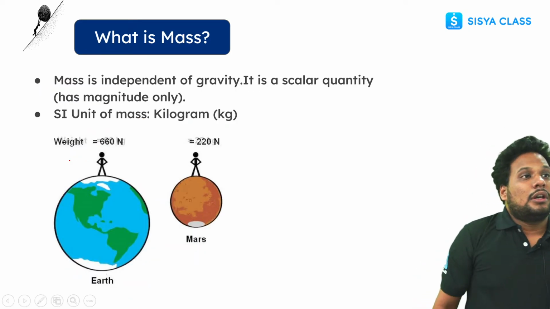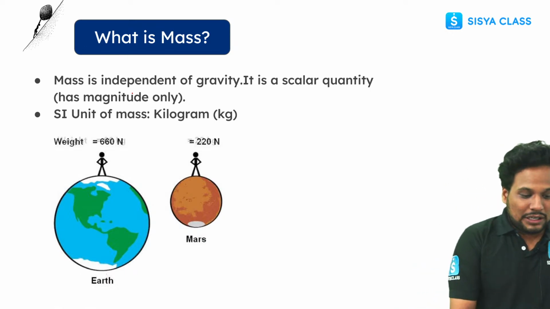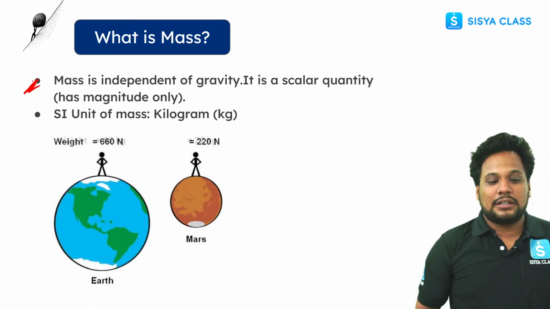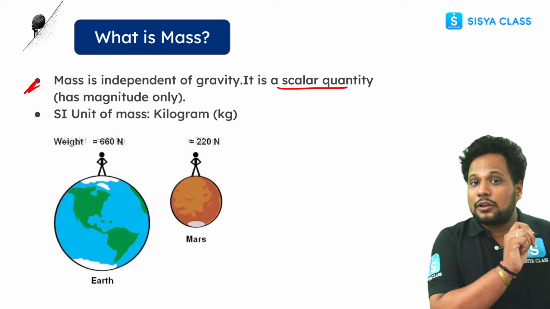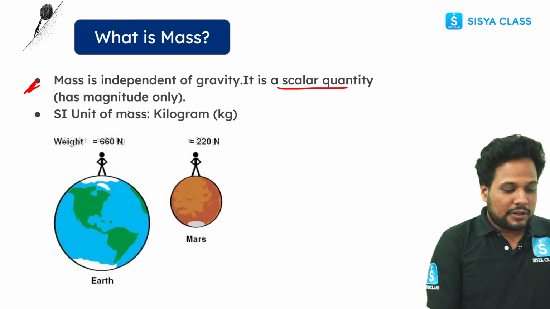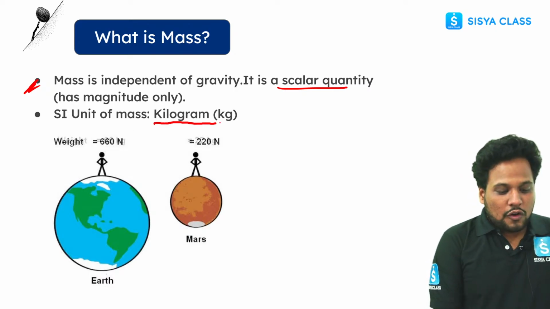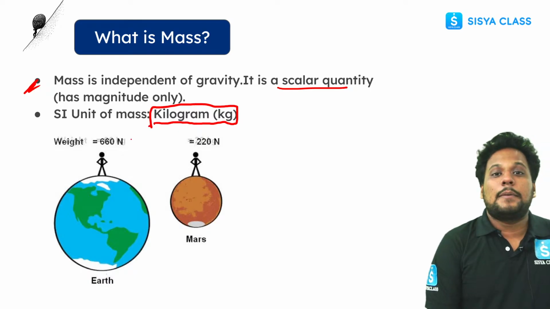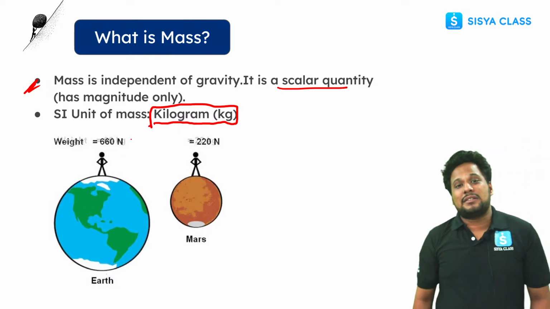Okay. Now, mass is independent of gravity. Just remember that it is a scalar quantity and it doesn't depend on acceleration due to gravity. The SI unit of mass is kg. We measure mass in grams also.